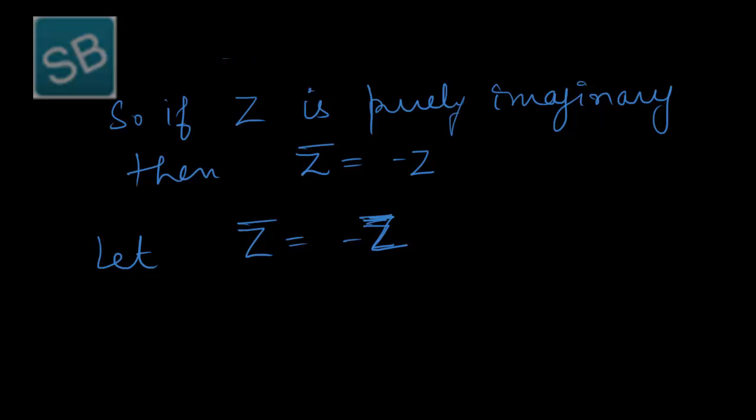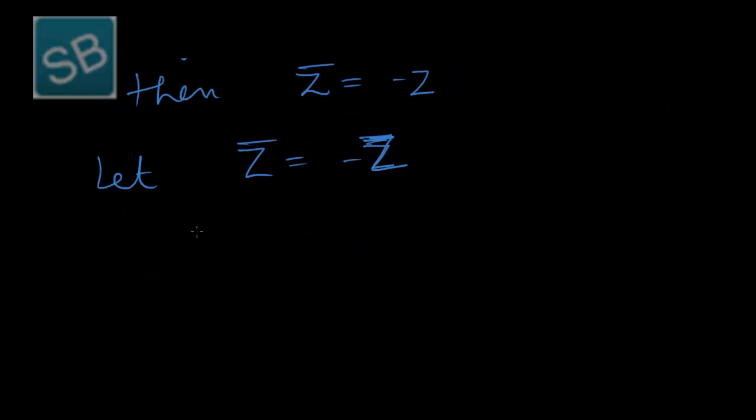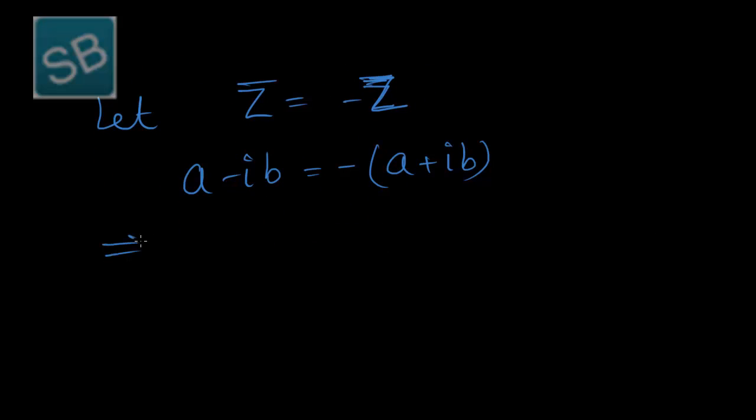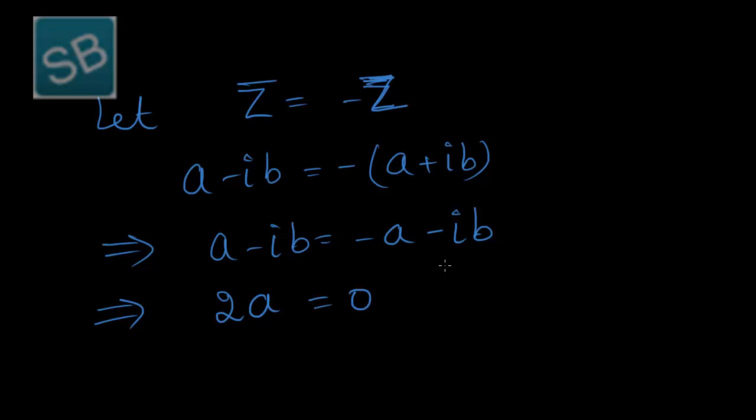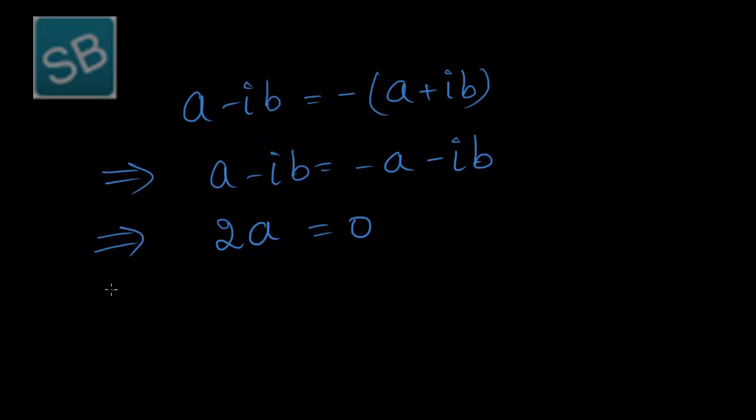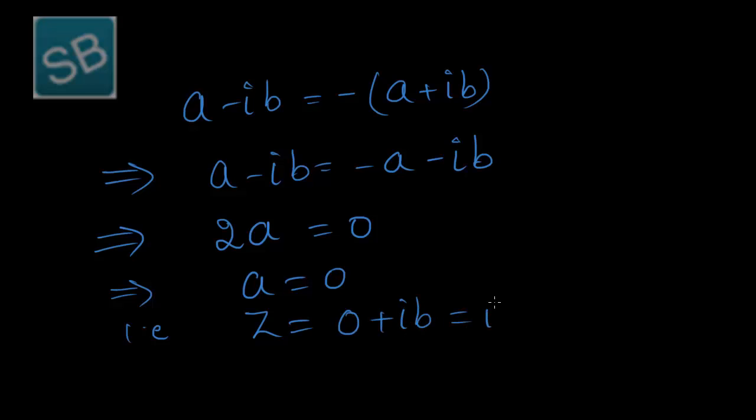As z is in general a plus iota b, the conjugate of z is a minus iota b, which is equal to minus of a plus iota b. That gives a minus iota b is equal to minus a minus iota b. That gives 2a is equal to 0. That implies a is equal to 0. That is, z becomes 0 plus iota b, that is iota b. That is a purely imaginary number.